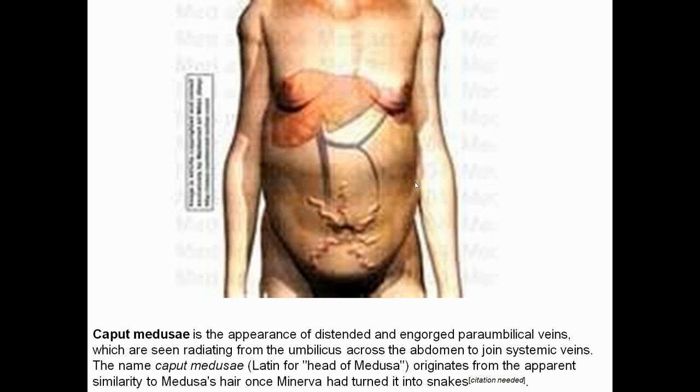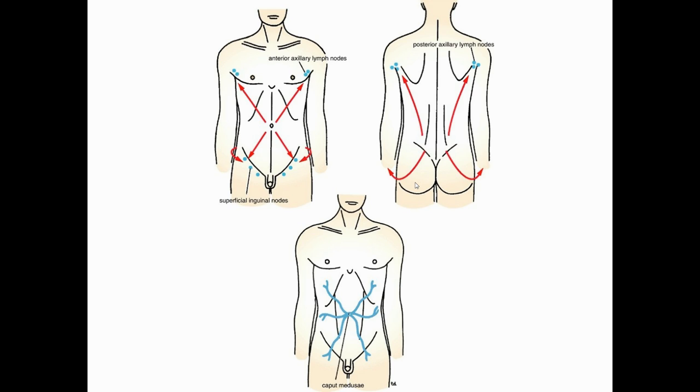So this is the caput medusae, the appearance of distended and engorged paraumbilical veins which are seen radiating from the umbilicus across the abdomen to join systemic veins. The name caput medusae originates from the apparent similarity to Medusa's hair, once Minerva had turned it into snakes. So this is the superficial vein.